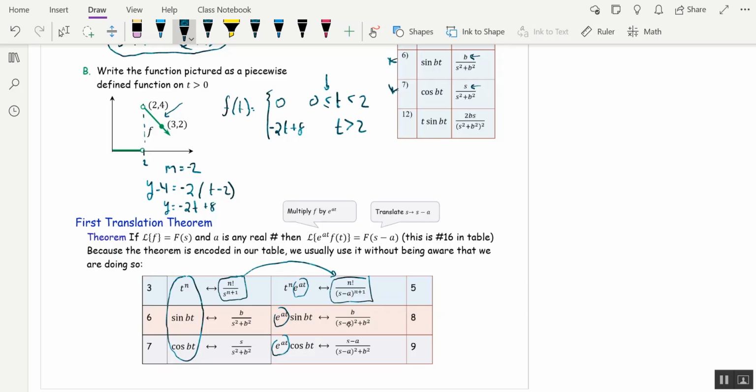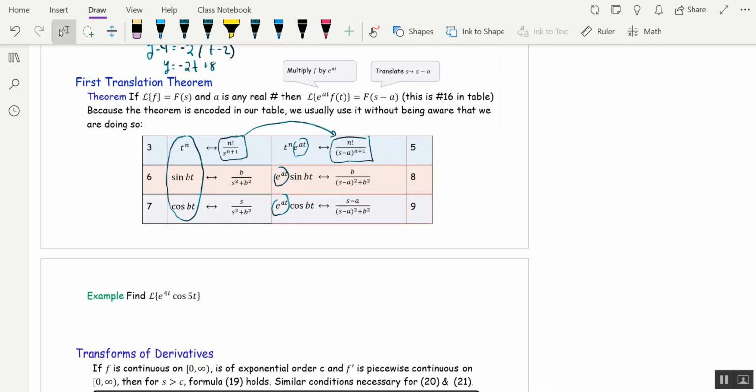And so I've got a proof of this theorem at the end, but you really don't need the theorem because it's built into our table. 5, 8, and 9 build that theorem in. So for example, if we want L of e to the 4t cos 5t, we're just going to use formula number 9 with a equal 4 and b equal 5. And so that's s minus 4 over (s minus 4) quantity squared plus 25.